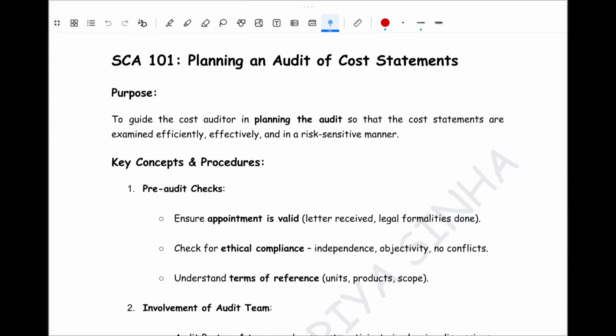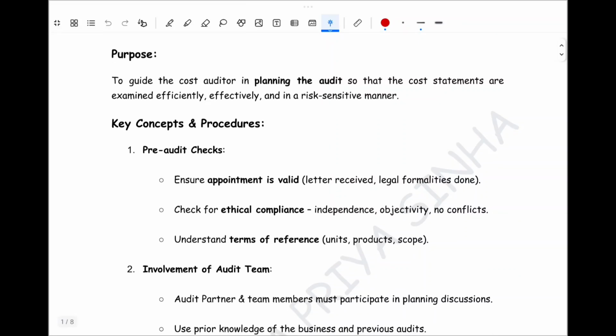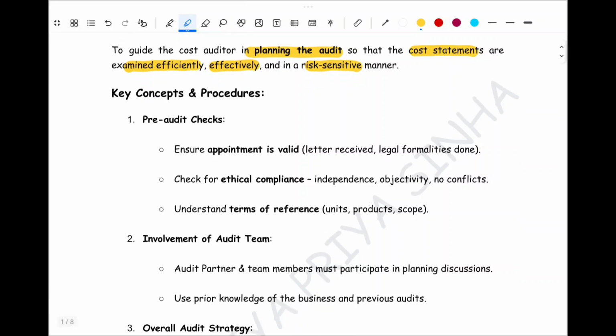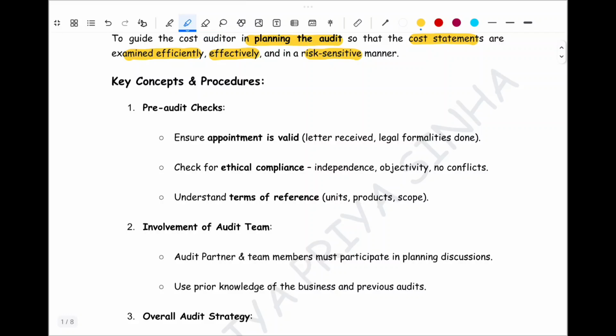The first standard that we are going to learn and understand is Cost Auditing Standard 101, Planning and Audit of Cost Statement. Now, what is the purpose of this standard? The purpose of this standard is to guide the cost auditor in planning the audit so that the cost statements are examined efficiently, effectively, and in a risk sensitive manner. So the purpose is very clear. Now, what are the key concepts which are relevant for this standard?